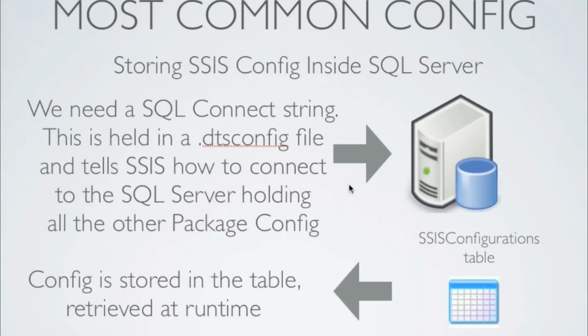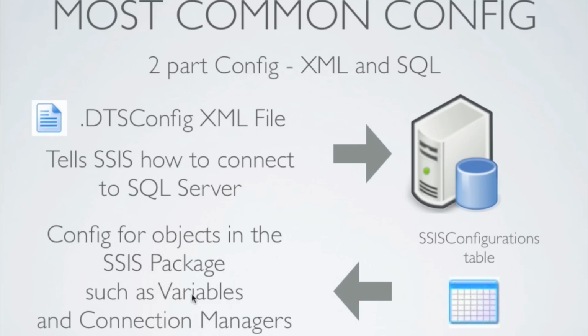In this video today, we're going to be showing you how to store SSIS configuration inside SQL Server. We're going to be using a three-part configuration where we utilize an environment variable held on the server which points to the location of a .dtsconfig file, which is an XML config file that holds the connection string information to a table within SQL Server. The SQL Server table holds the config for the rest of the items within the package.